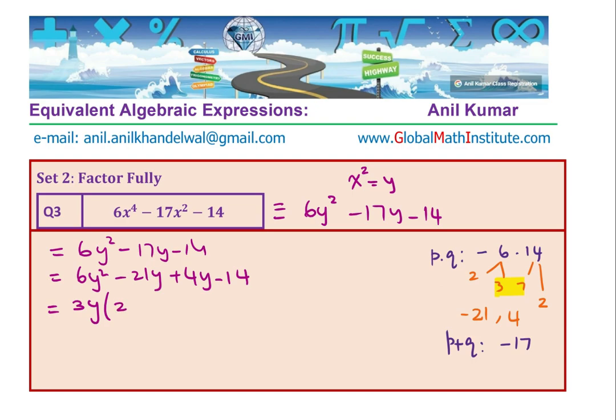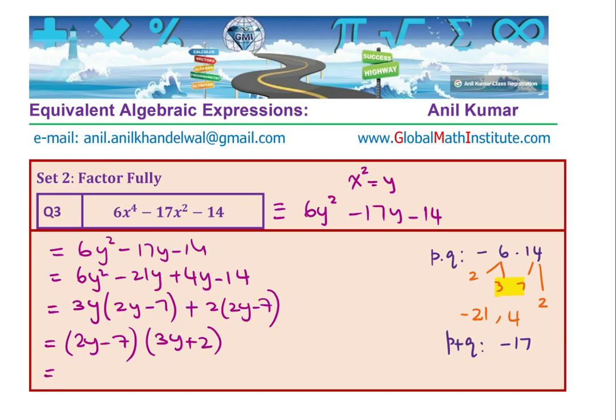So we get 2y minus 7, and here we can take 2 common. So we get 2y minus 7 there also. Now as you can see, 2y minus 7 is a common factor, and we get 3y plus 2 as the other one. But what is y equal to? Let's rewrite y as x squared. So we get (2x squared minus 7) times (3x squared plus 2) as our solution.